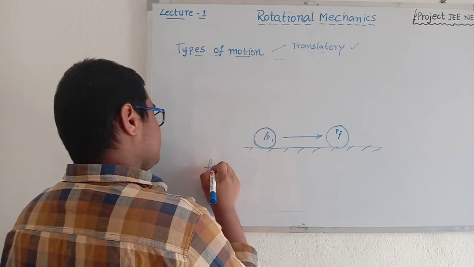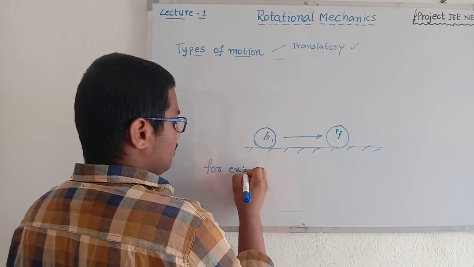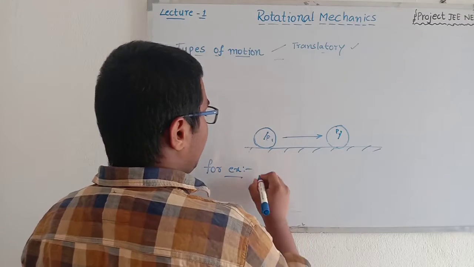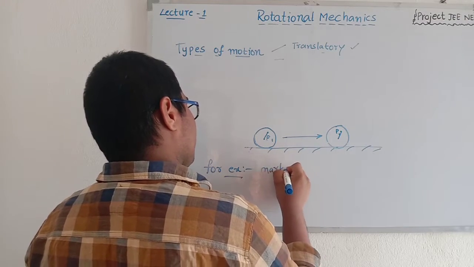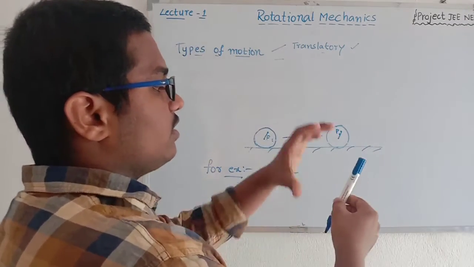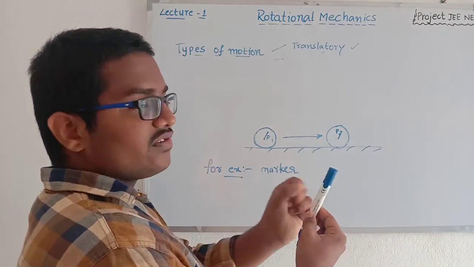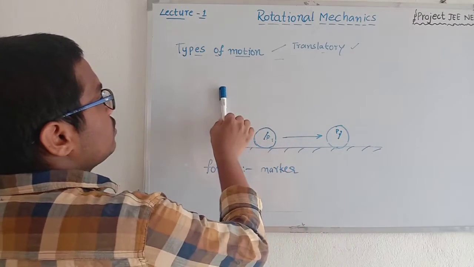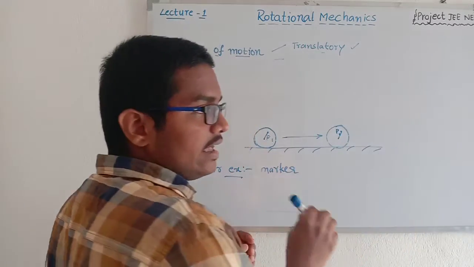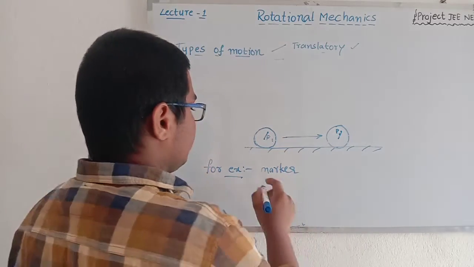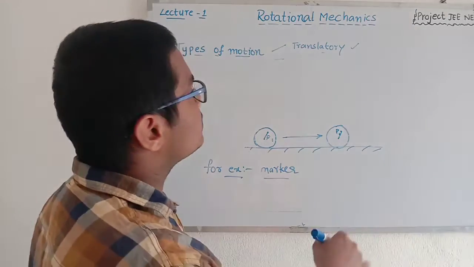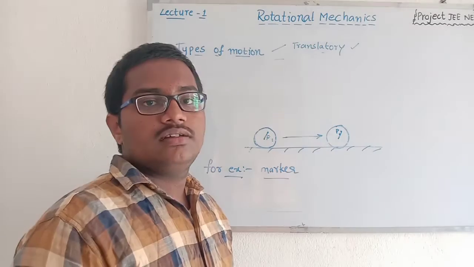For example, let's take a marker. It moves like this without changing the position of the particles involved in the marker. So like this, in a constant position it is moving either along the x-axis or in the xy plane. So I hope you understood the examples as well. In the next discussions we will be discussing rotational motion.